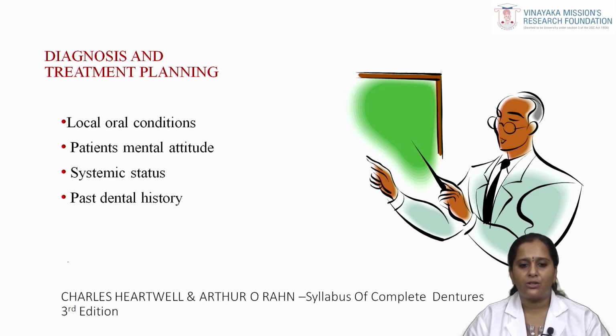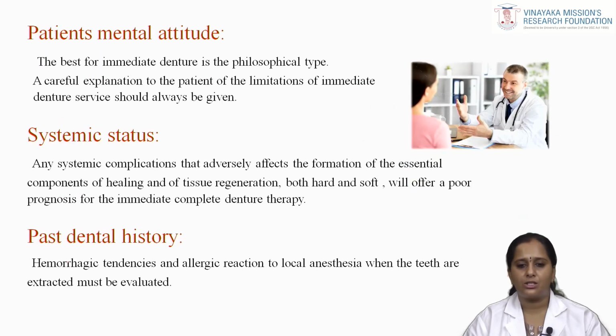Moving on to the diagnosis and treatment planning, these are the things we have to look out for. First one is the local oral conditions, the patient's mental attitude, systemic status and past dental history. In the patient's mental attitude, what we are going to see is that the best candidate for the immediate denture is a philosophical patient. That means the patient should be accepting of this kind of treatment. So a careful explanation has to be given to the patient, and proper limitations should also be explained.